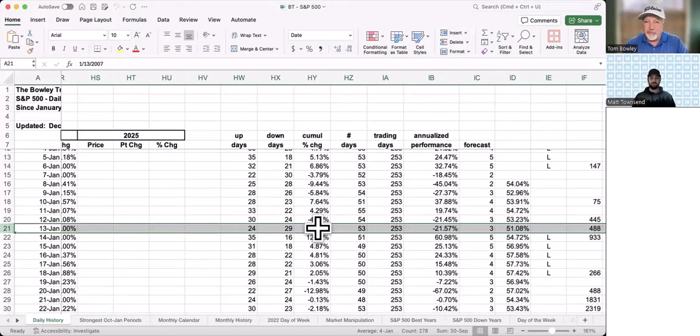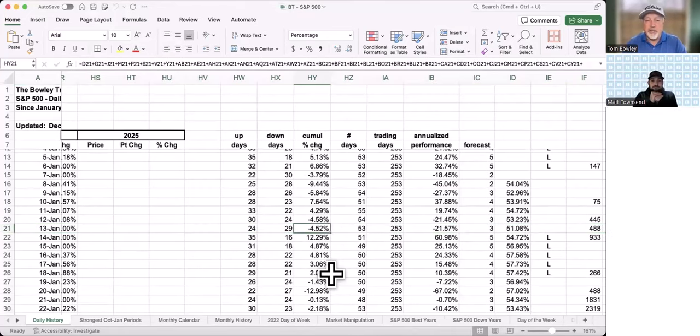The cumulative percentage: on January 13th, 1950, it was up 0.2%. And the next year, January 13th, 1951, it was up 0.3%. All I'm doing is adding those going across, or subtracting them when that percentage is down. And I come up with a cumulative percentage on January 13th of minus 4.52%. That's just taking each of those daily percentages on the 13th throughout history and adding them together.